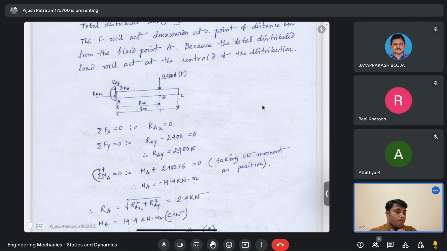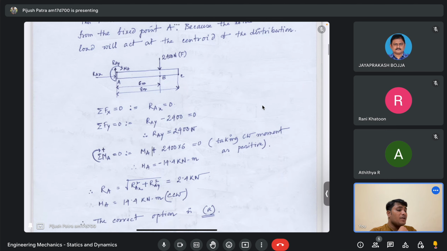Am I right? The moment which it will give is also the clockwise moment. Okay, so that means MA plus 2400 into 6 equals to 0. That means MA is equals to minus 14.4 kilonewton meter. So this is in Newton meter. 2400 into 6 is in Newton meter. You do it as kilonewton meter, it will come as this.